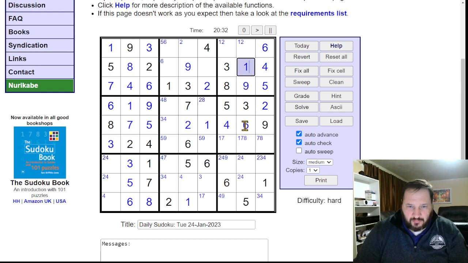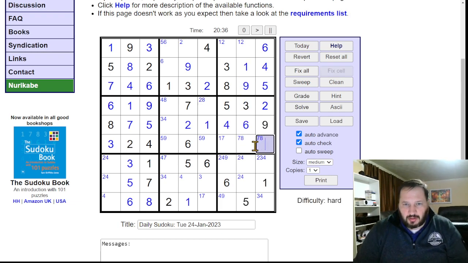Okay, we've got a 1 here, so I'm just going to clean up my pencil mark there. Now these 2 are locked as 7s and 8s. They cannot be 1s, which means no matter which one's a 7, the other one's an 8. Whichever one's an 8, the other one's a 7, which means this can only now be a 1.